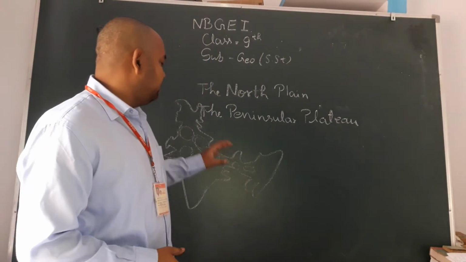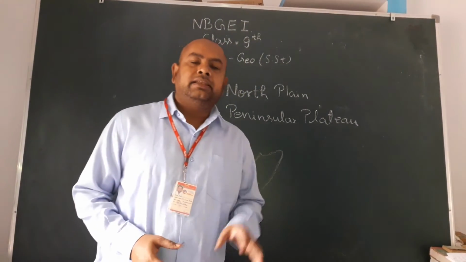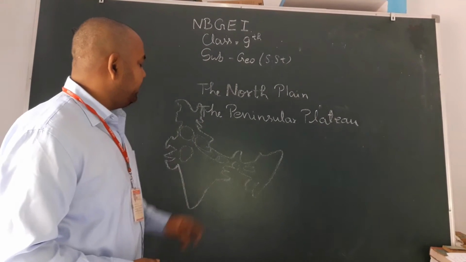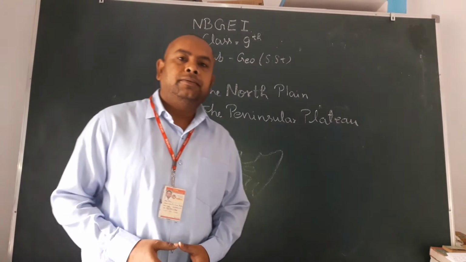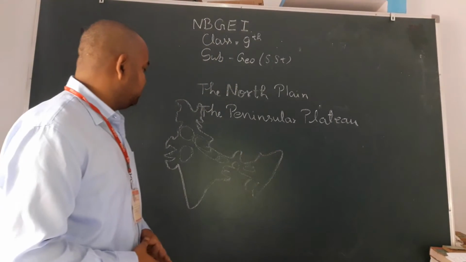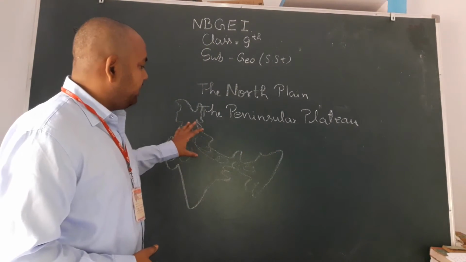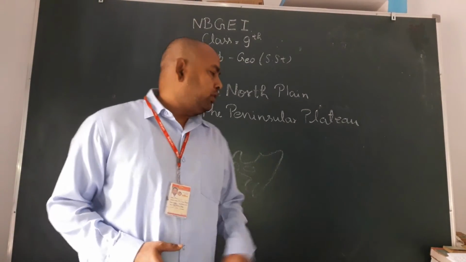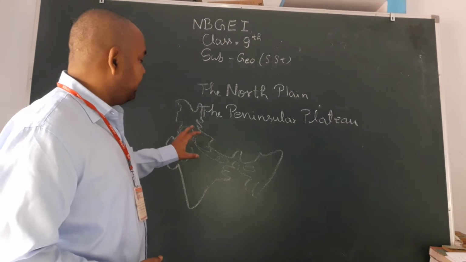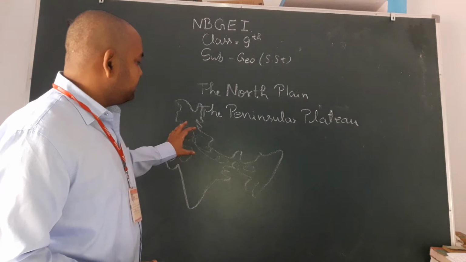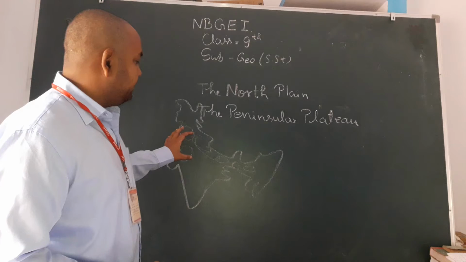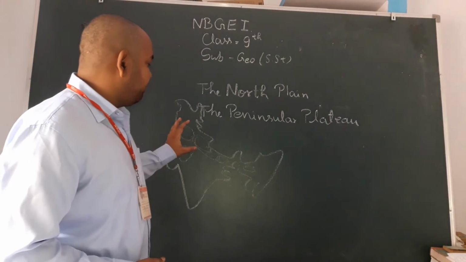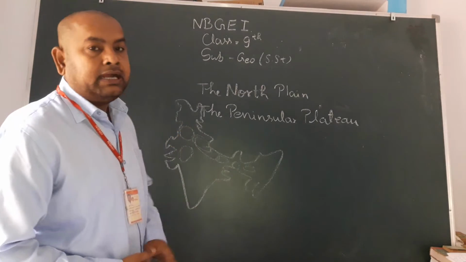The plain area was created by three main rivers: the Indus and its tributaries, the Ganga and the Brahmaputra. So this area is very important for agriculture, because the three rivers and their tributaries deposit silt and increase the soil fertility.